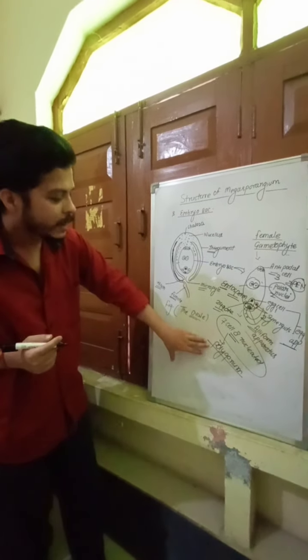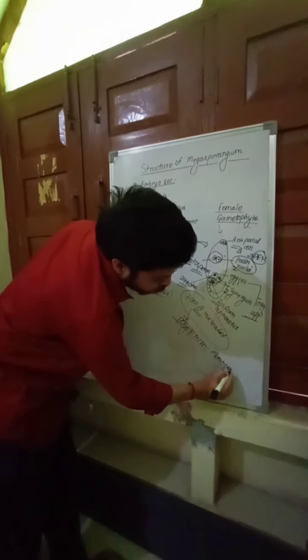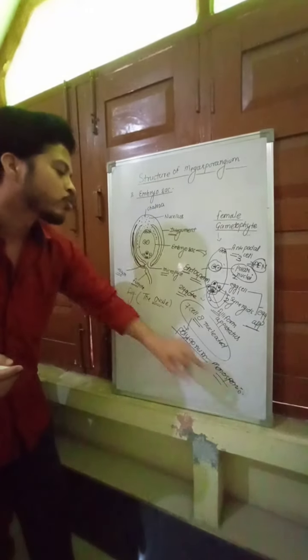So our embryocyte is polygonum type and monosporic. We will discuss the word monosporic later, because here you will not understand monosporic.